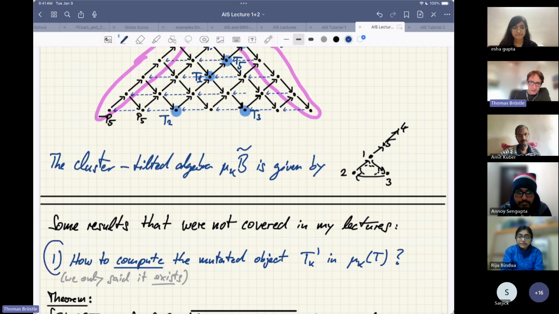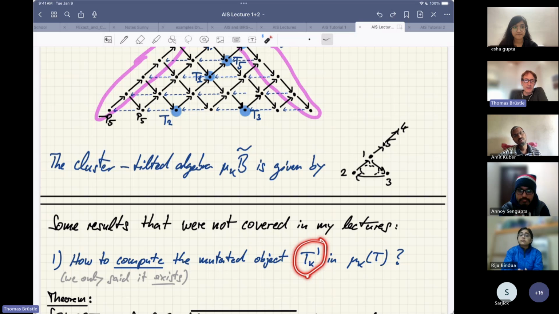Okay. So there's one result. So there's one question that you might want to continue. We showed that when I want to mutate, so say I'm given a cluster tilting object, a set of indecomposables which form a cluster tilting object, and I want to mutate in k. I want to remove the summand Tk and replace it by a new summand Tk prime.